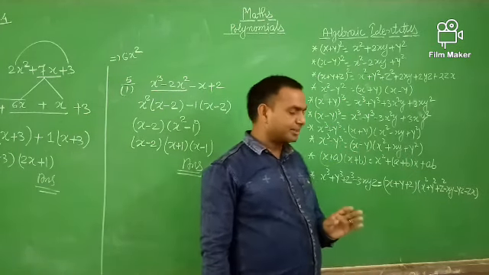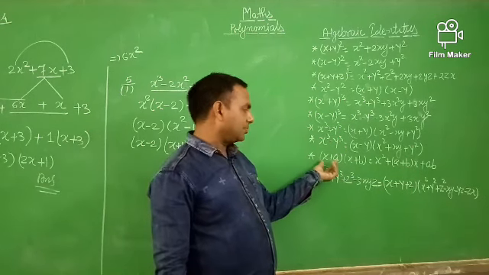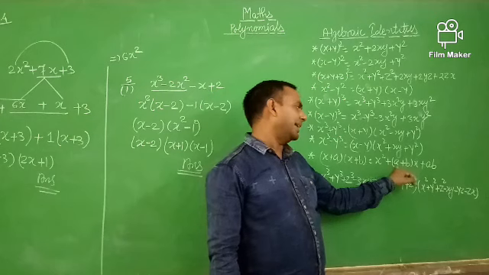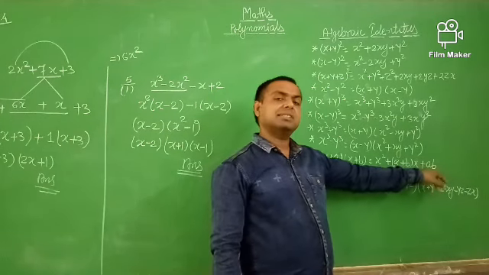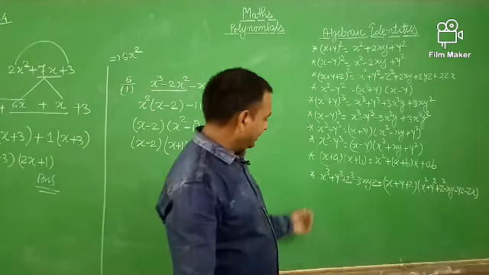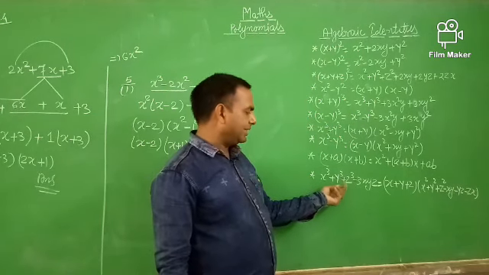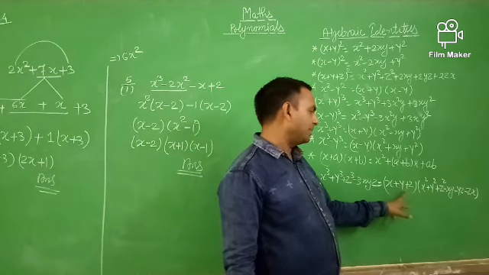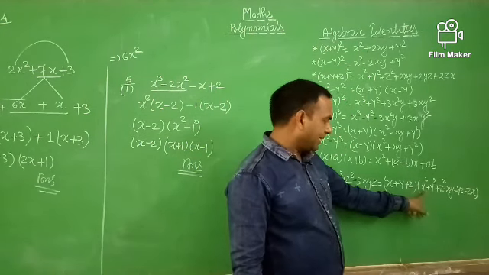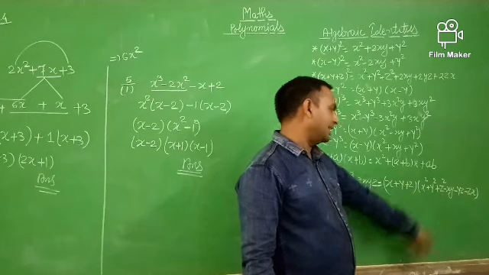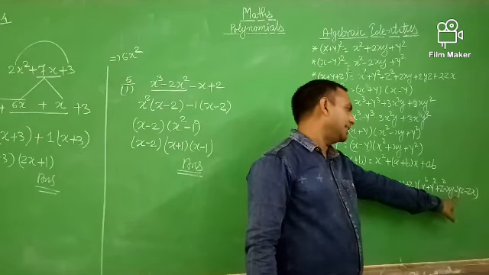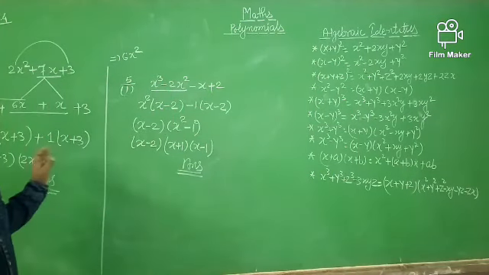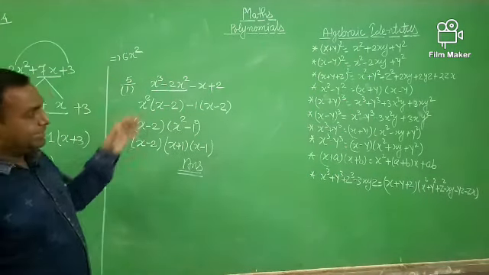Another identity is x plus a and x plus b, which is equal to x square plus bracket a plus b into x plus a into b. Another is x cube plus y cube plus z cube minus 3xyz, which is equal to x plus y plus z, and another bracket is x square plus y square plus z square minus xy minus yz minus zx. These are the various identities which are helpful in algebra.